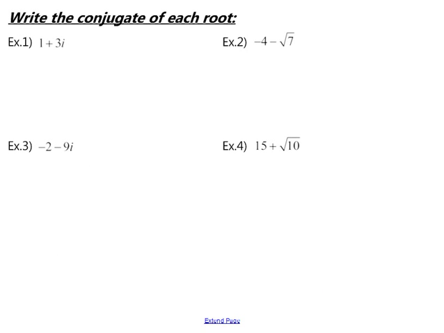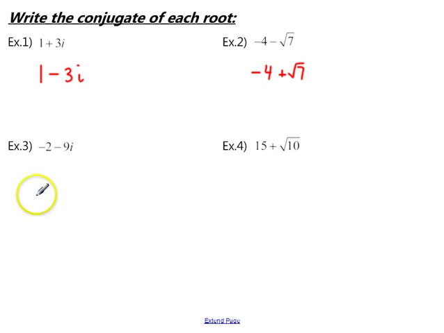So here we're just going to practice writing the conjugate of each root. If we have 1 plus 3i, 1 minus 3i will also be a root. Negative 4 minus square root of 7, so negative 4 plus the square root of 7 will also be a root of the function. And you need to be careful here because we're not changing the sign of the first one, we're just changing the sign of either that irrational number or the complex number.